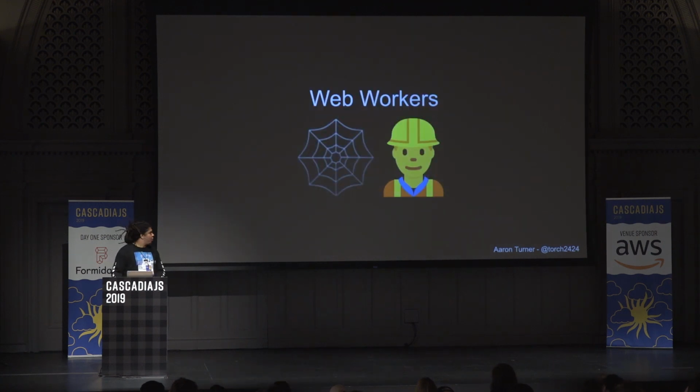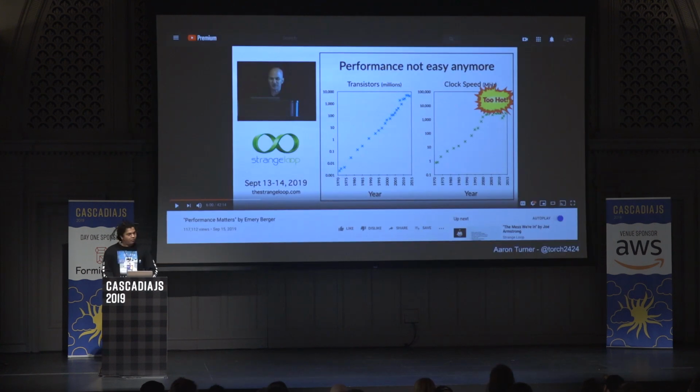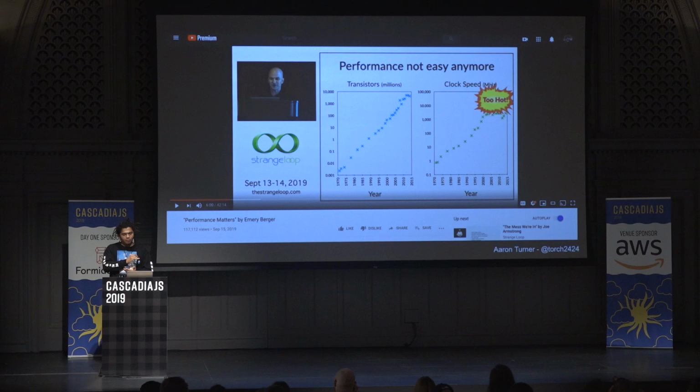So next, let's talk about web workers. Web workers, like I said, are like threads on the web, which is great for parallelization. Performance Matters is a great talk by Emery Berger. I would highly suggest watching the talk for full context, but essentially, Moore's law is slowing down. Because of this, we can't remove heat from a single core on the CPU fast enough anymore to keep increasing our clock speeds. Thus, we had to start making CPUs with multiple cores, because if you can't dissipate the heat from one core, you need to put multiple on the CPU.